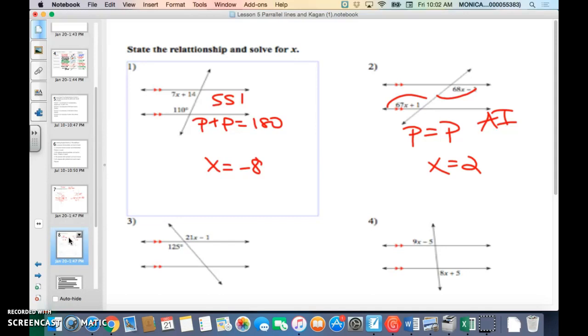All right, now we're on the top of page 21. All right, these right here are not a relationship we talked about today, but they're a relationship we talked about in the past. And these are vertical angles. Vertical angles are part equals part. We call these vertical. Okay.